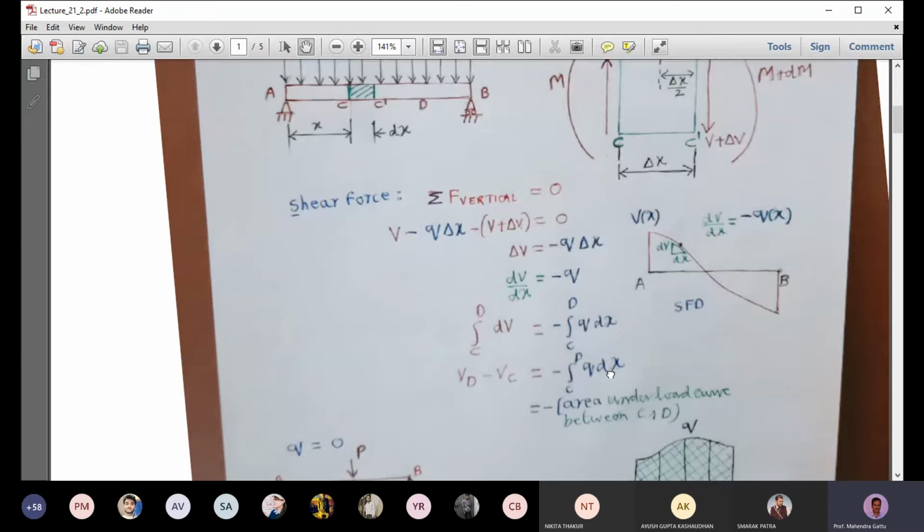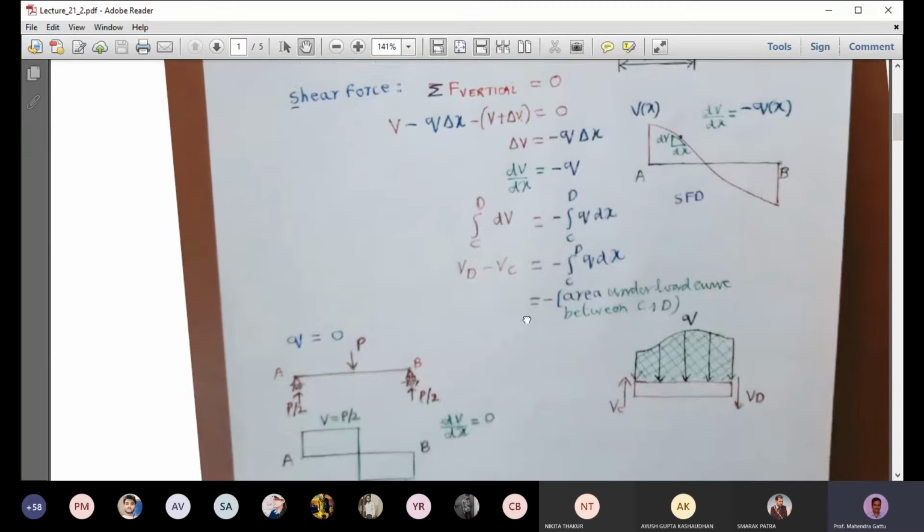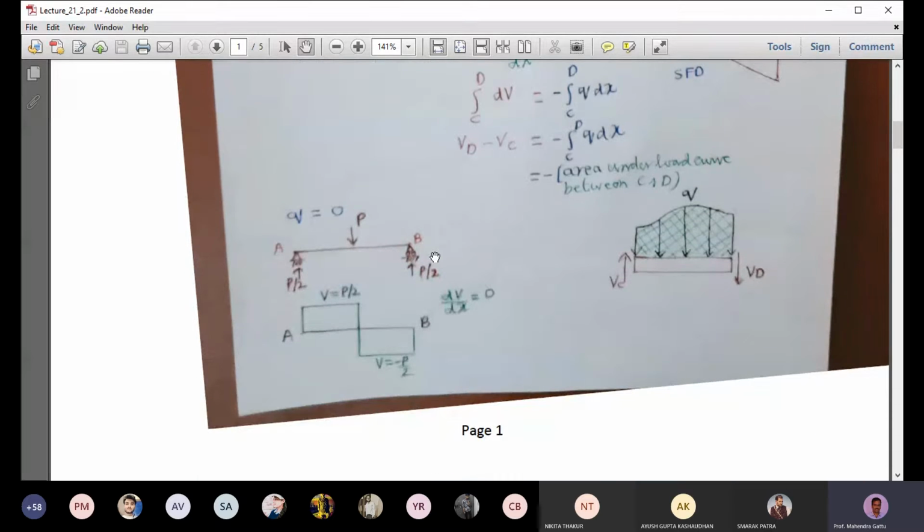So let's look at these two relationships from the example we did yesterday. Yesterday we were looking at that simply supported beam, and we have reactions P by 2 and P by 2, and then we can draw the shear force that was constant between these two points, and that was P by 2, and between these two points it was minus P by 2. So here the distributed load Q is 0. Only there is a concentrated load between A to C, Q is 0, and also from C to B, Q is 0. So when we say Q is 0, that means dV by dx is 0.